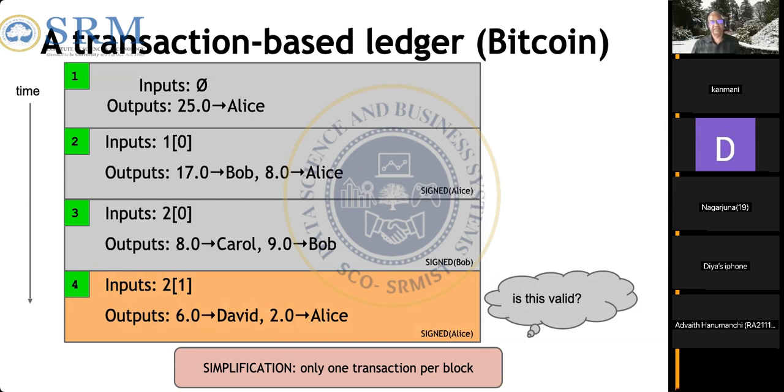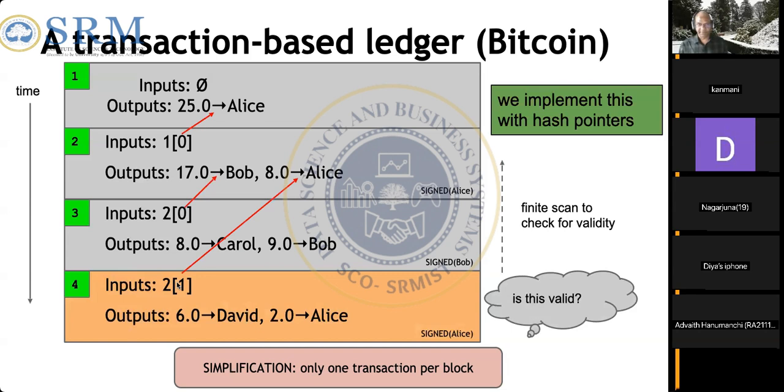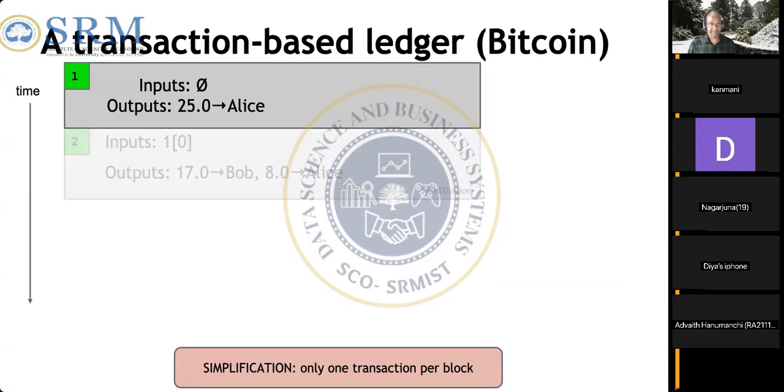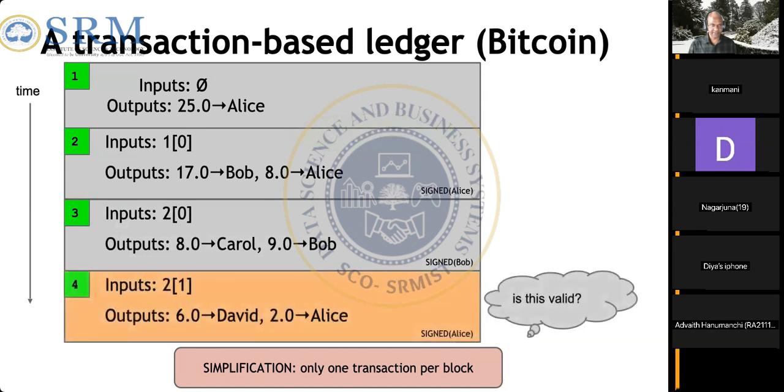Let's see how this validation is done in the transaction-based ledger with the immutable coins, right? If I want to make sure that this transaction is valid, how do I check it? First, I will look into the input of the transaction. Now I'm trying to verify this transaction, right? I will go and look into the input. So the input is 2, 1.